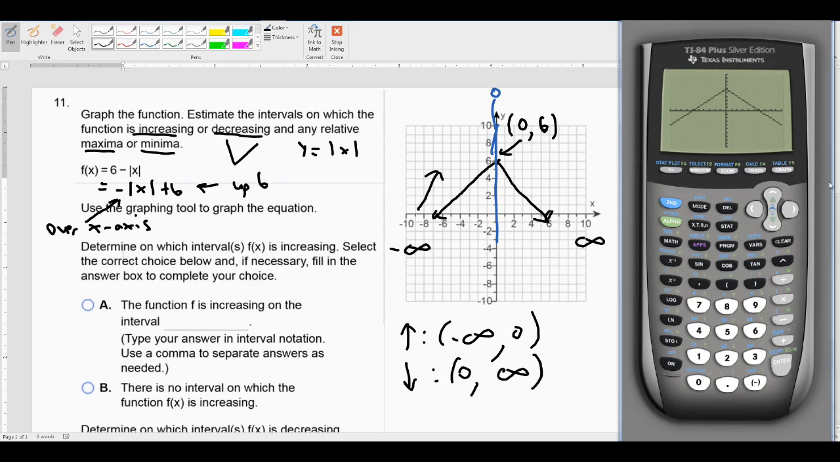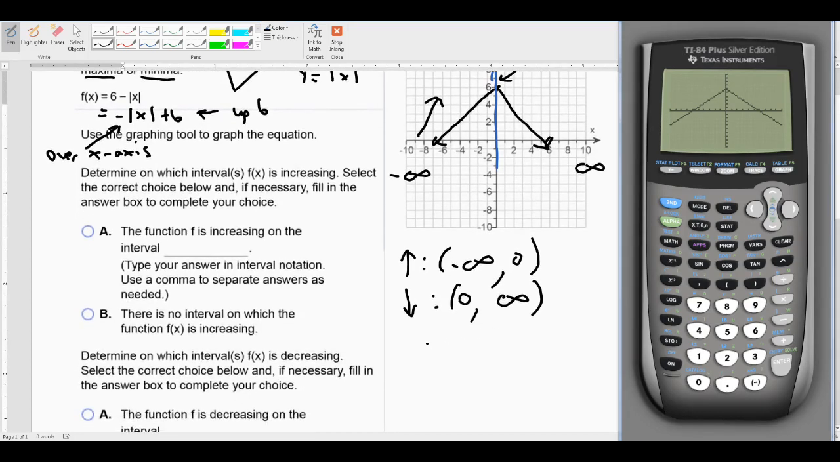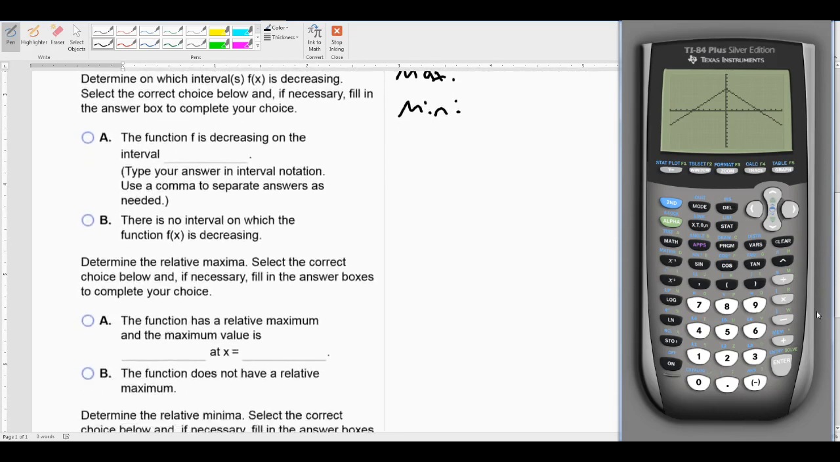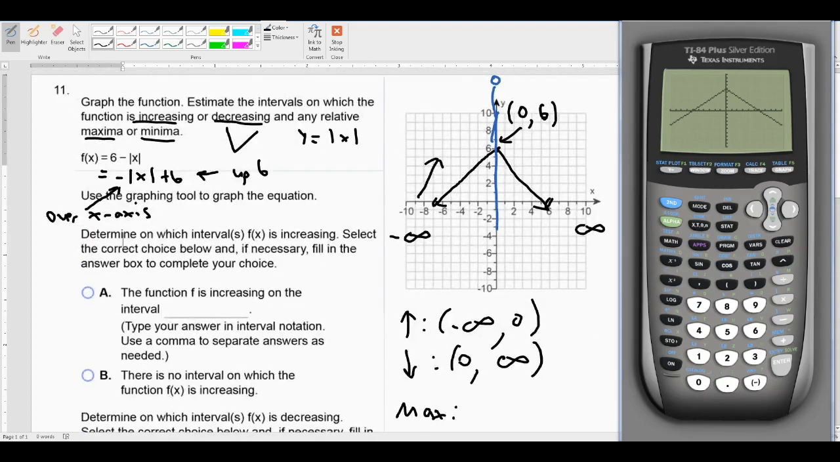Now we're looking for max and min, relative max and min. Now relative max, I'm going to scroll down just a little bit so you can see how it's going to ask you. It's going to say has a maximum or minimum at, you state what the y value is, it's a y value, at x equals so and so. So let's just go back up here.